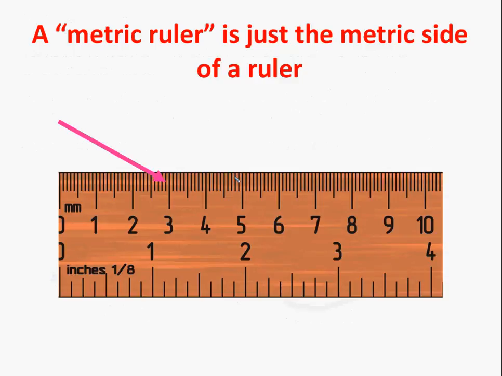So, let's talk about metric length. A metric ruler is just the same ruler that we use, except you use the metric side. All our rulers have inches on one side, centimeters and millimeters on the other side. A metric ruler is just the same thing that we use normally with inches. We just turn it over and use the metric side. That's what makes it a metric ruler.